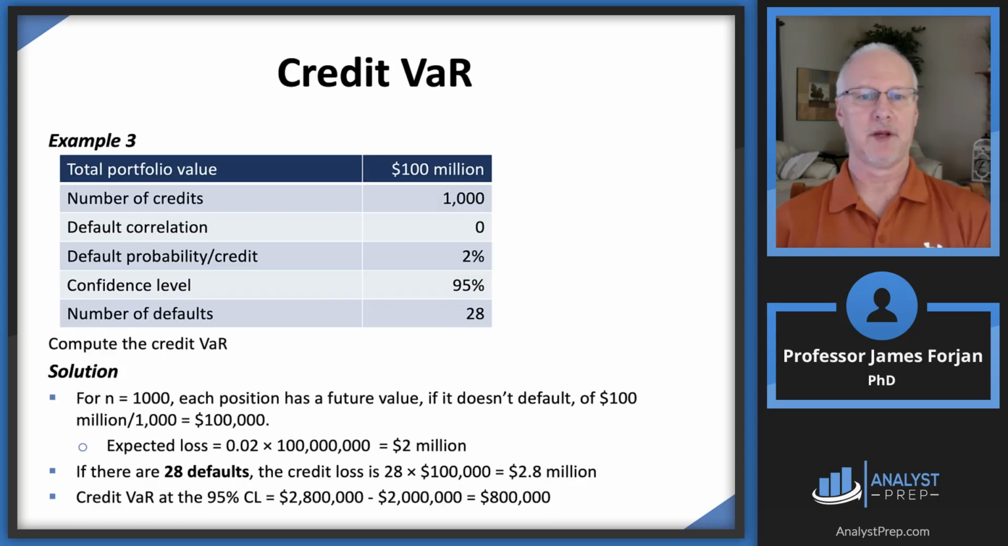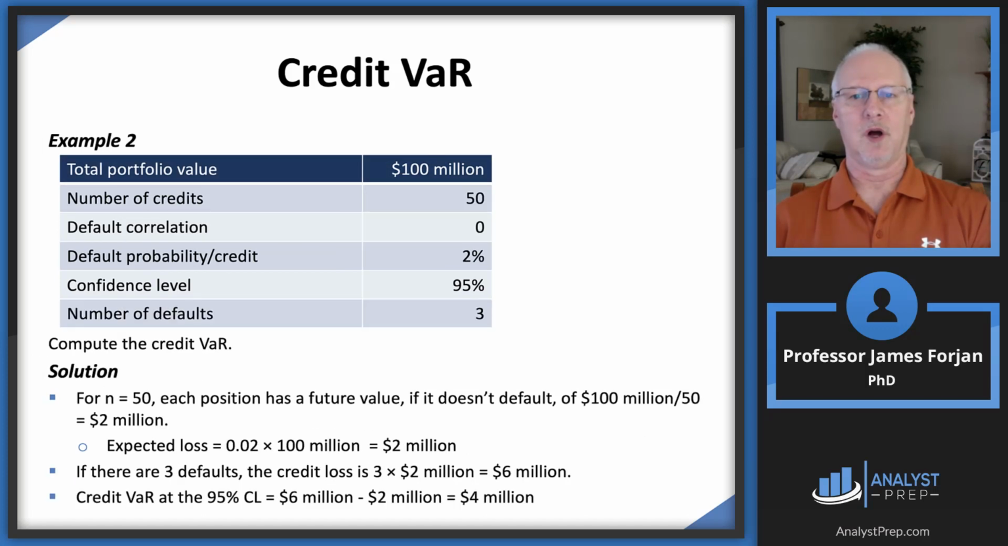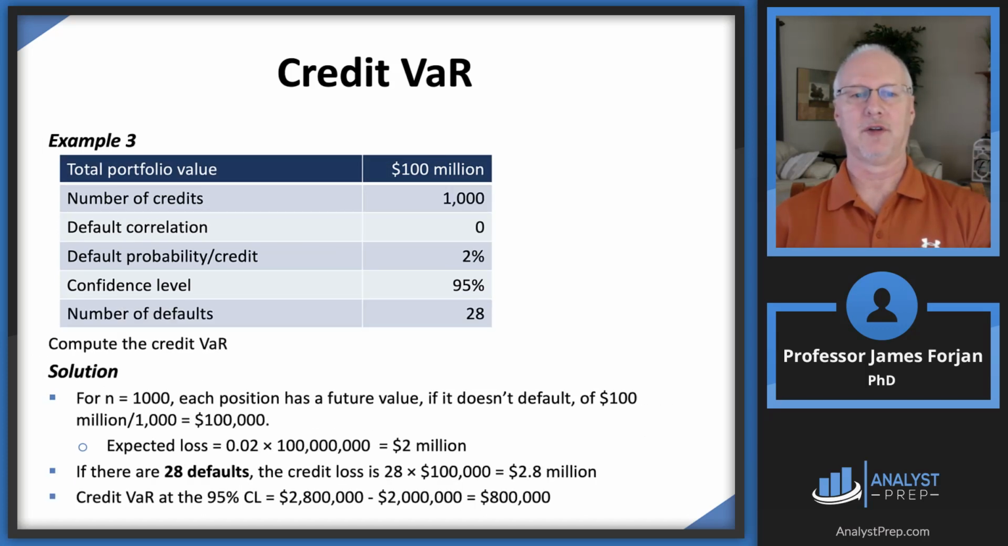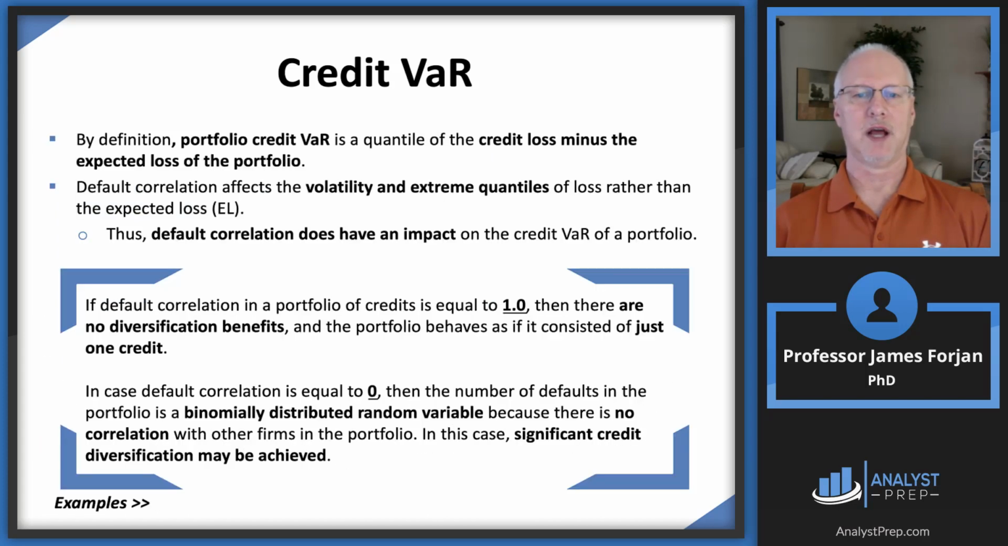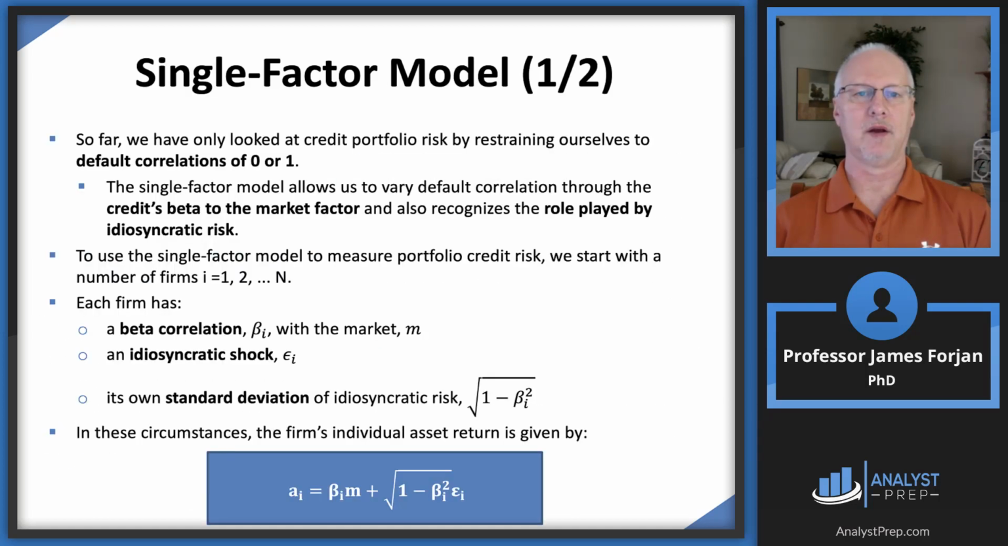Now, implicit in all this, let me go back here. We had default correlations of 1, then we had default correlation of 0. So we were limited to, let me go back to this slide here, inside of this little box here, the 1.0 and the 0. Well, of course, we're going to have default correlations that are somewhere between 0 and 1. So the question then becomes, how do we deal with default correlations that are 0.2 or 0.5 or 0.7?